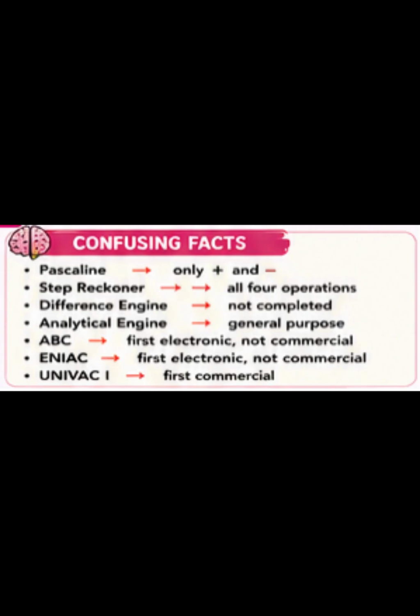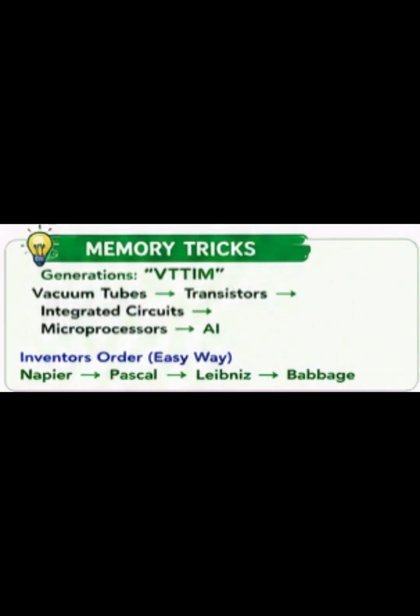For electronic computers, remember that ABC was the very first electronic digital computer but was not commercial. ENIAC was the first general-purpose electronic computer, while UNIVAC I was the very first commercial computer sold to businesses. Now, let's practice some top quiz questions.